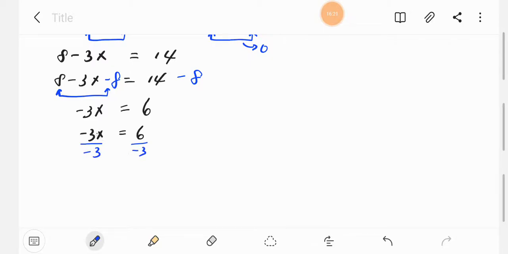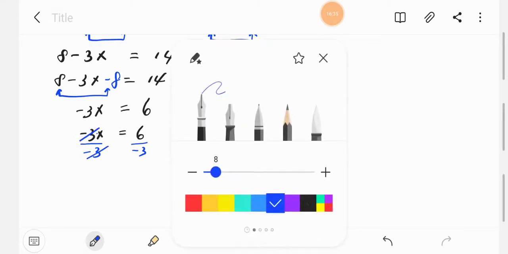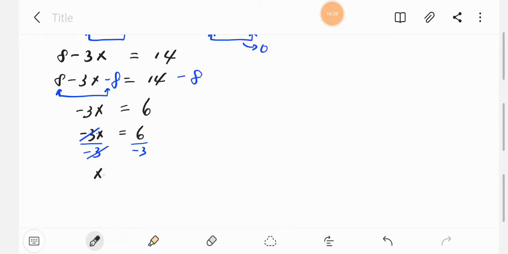Because negative 3x is what? Negative 3 times x, so negative 3 is the coefficient. To get rid of this negative 3, you can have the same number in the denominator. So you can cross this out, right? Cross this out. So x is equal to, negative sign moves to the front, 6 divided by 3 is 2. So negative 2 is the solution of the equation.